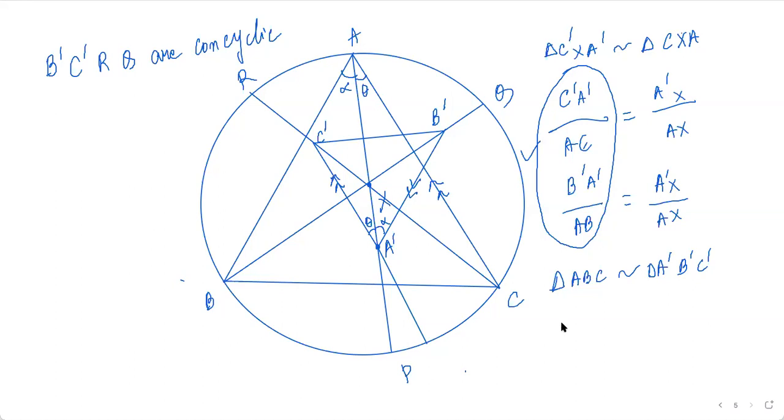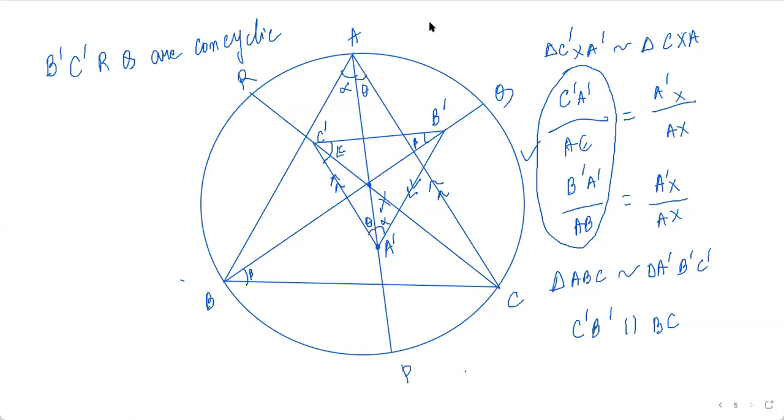Now the angle C dash B dash B. Let me write: C dash B dash is parallel to BC. Then this angle C dash B dash B will be parallel to that angle. Absolutely. And angle CRQ is also equal to that angle.